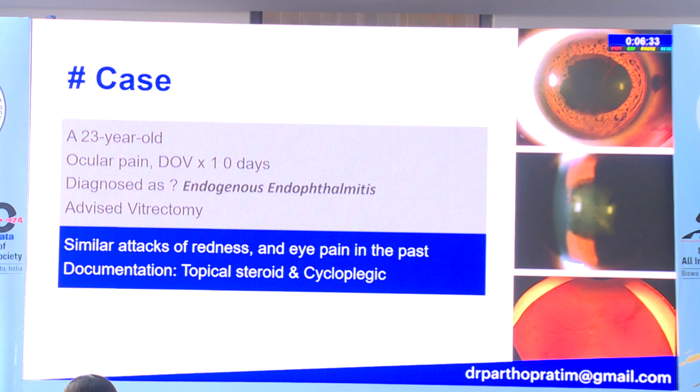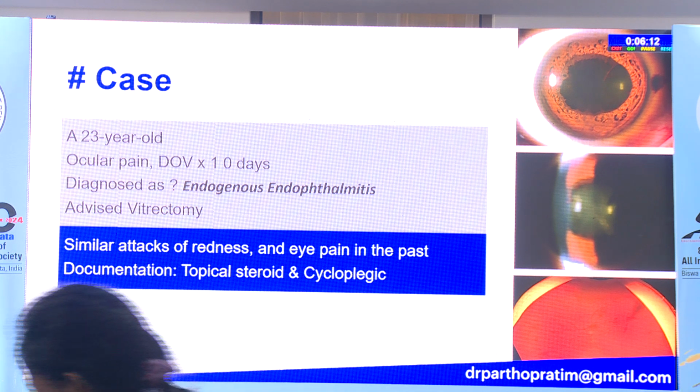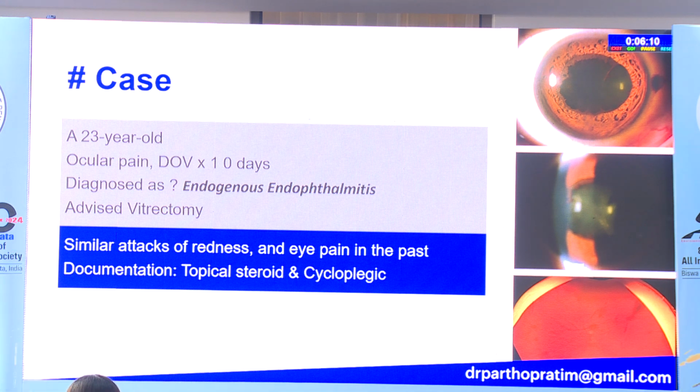We'll see another case, a 23-year-old male who presented with ocular pain and diminution of vision, and was diagnosed elsewhere as endogenous endophthalmitis. The patient was advised vitrectomy because you can see there was a lot of inflammation in the anterior chamber, and similarly you can't see the fundus because of significant vitreous haze.